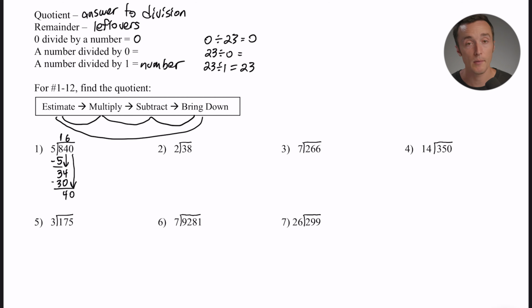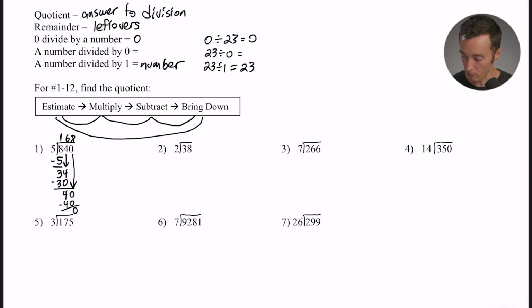Okay, estimate. How many times will 5 go into 40? It's going to go in 8 times. Next, I'll multiply. 5 times 8 is 40. Next, I subtract, and that's going to give me 0. There's nothing left to bring down. So final answer, the quotient here is 168, and there's 0 remainder. There's 0 left over. Okay?